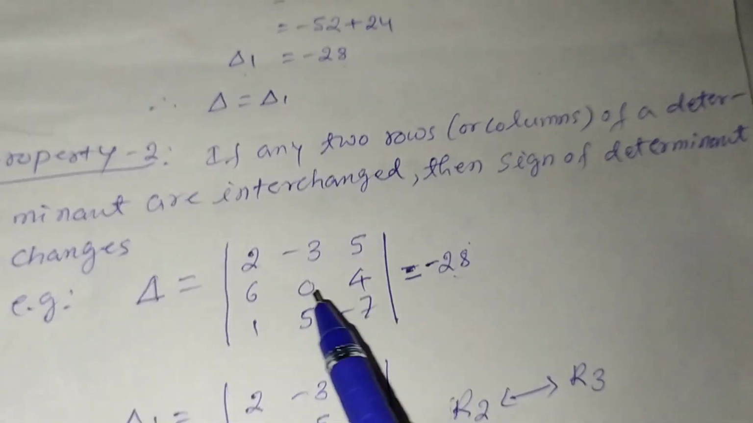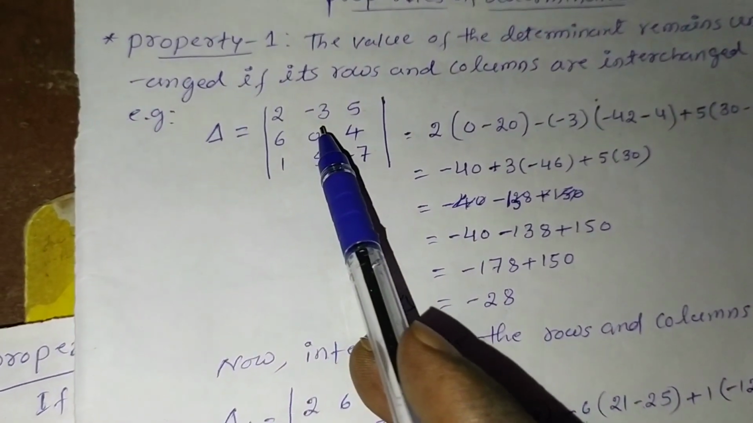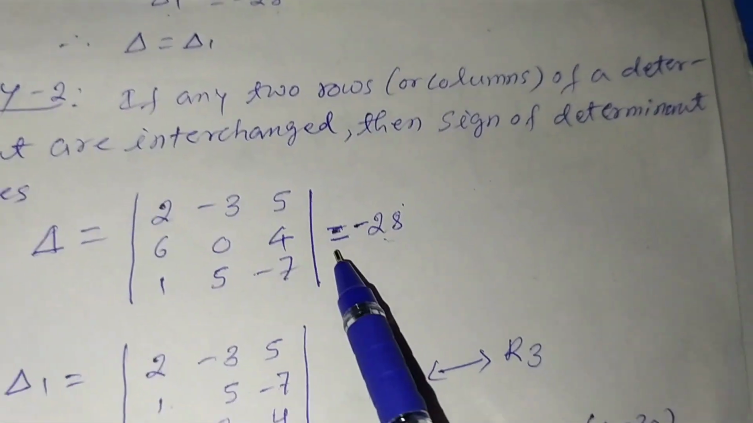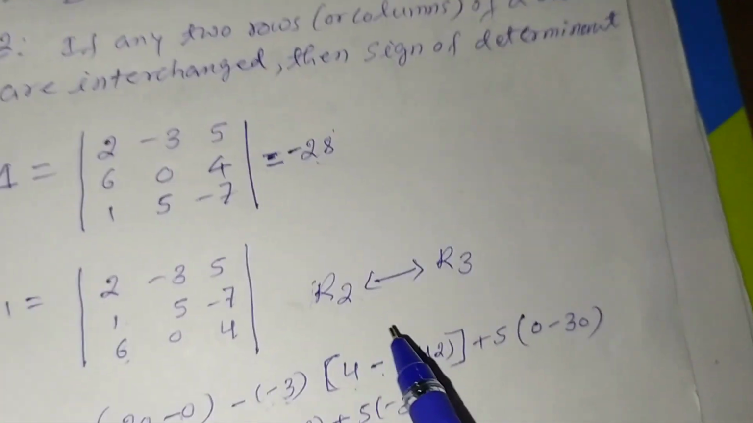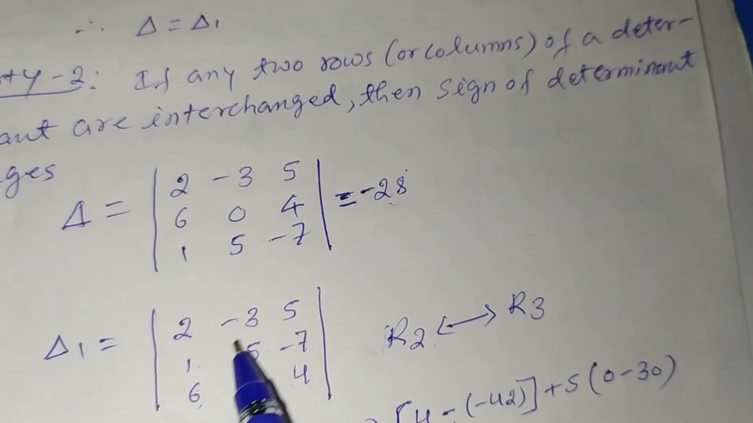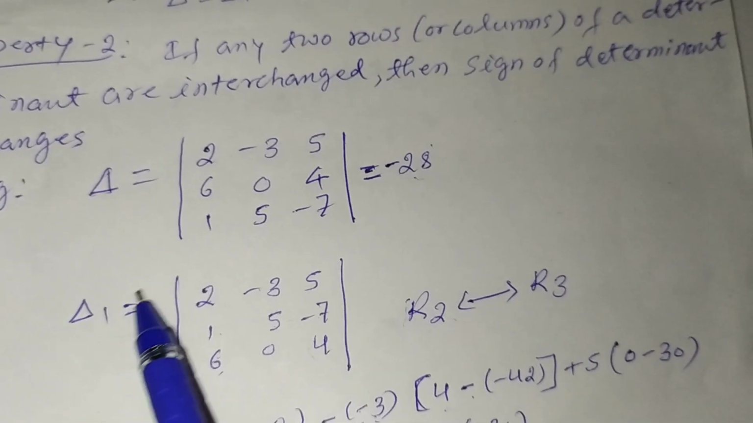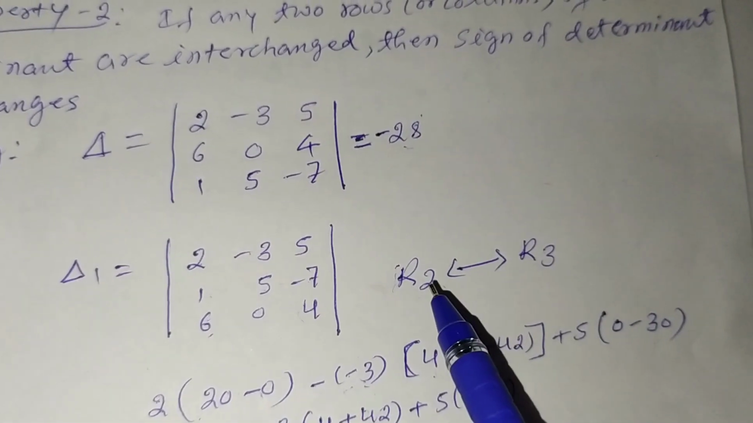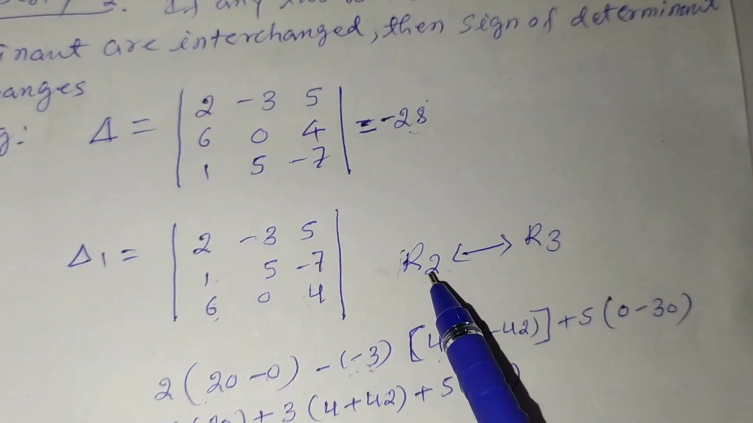After simplifying this determinant along R1, after expanding along R1, you get minus 28. Here also minus 28. The delta is minus 28. But the important thing is delta 1 is here. According to the statement, you have to only interchange R2 and R3 here.